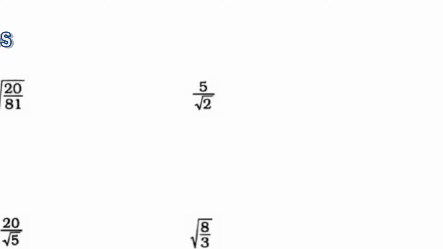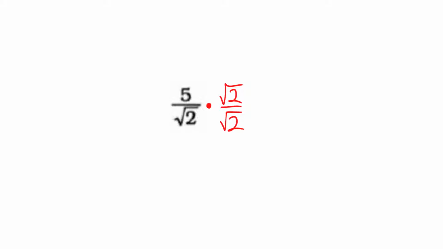What I'm going to do is I'm going to look at the denominator. In this case, it's a square root of 2. So what I'm going to do is I'm going to multiply by square root of 2 over square root of 2. So again, all I did, just look at the bottom here. It's a square root of 2, so I'll multiply by that thing over itself.